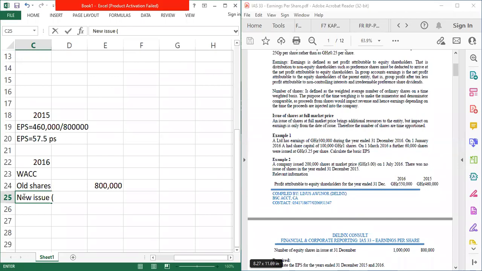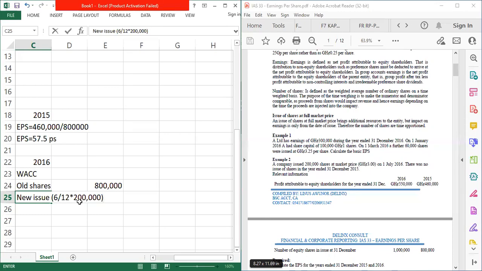The 200,000 will do how many months? 6 months, which is 6 over 12 times. What is the number of shares issued? 200,000.